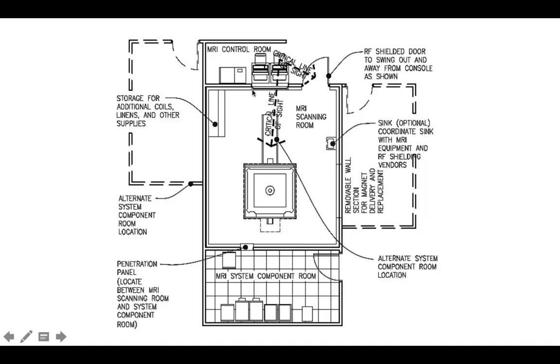This is what a typical MRI control room layout looks like. This is the MRI magnet. The patient's oriented in this direction, vertical on the screen. You have basically 3 to 4 areas. You typically have the MRI scanning room, and then inside the scanning room there's an RF shielded door. It swings out and away from the console.